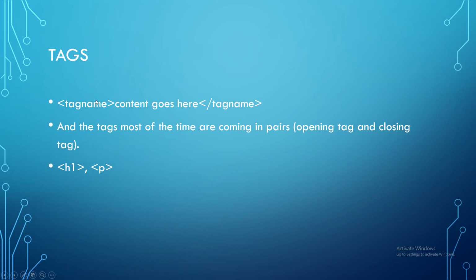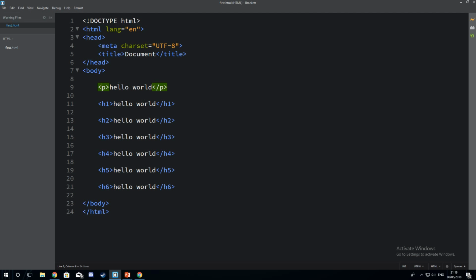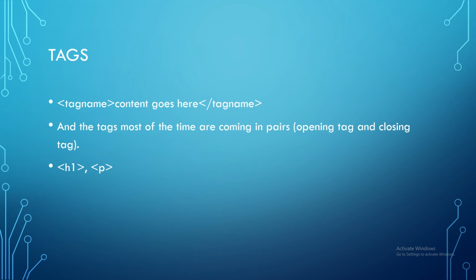So if we're talking about the p tag, then it will be chevron p like this, and a closing tag. And between those tags will be the content, which means if we're talking about a p tag, then the content between those tags will be a paragraph. And if we're talking about the h1 tag, then the content between those tags will be a heading. That's all. That's the whole concept of tags. So let's continue.